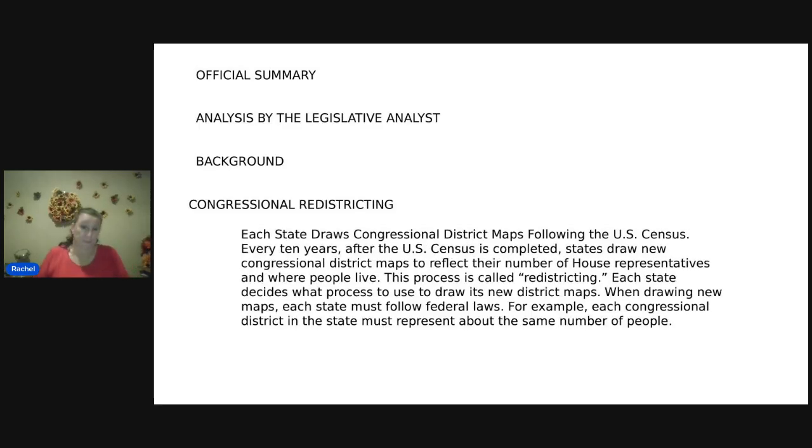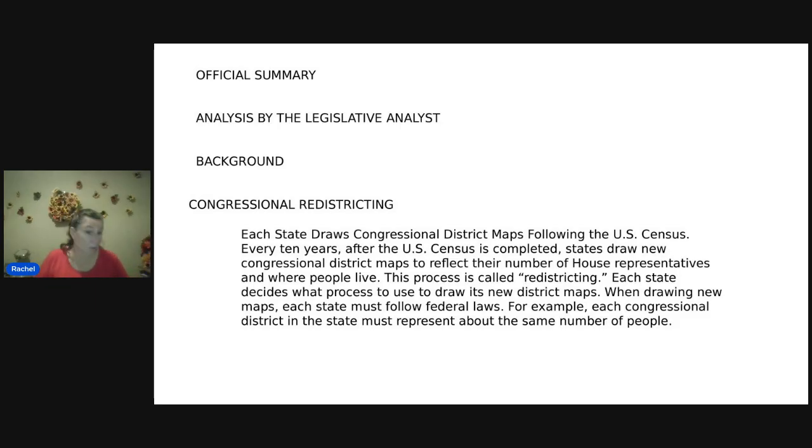So let's talk about congressional redistricting. Each state draws congressional district maps following the U.S. Census. Every 10 years after the census is completed, the states draw new congressional lines. So let's say a lot of people moved into the Valley and a lot of people moved out of the Bay Area. Well, the Bay Area might have a little larger district and ours might be a little bit smaller because we have more people.